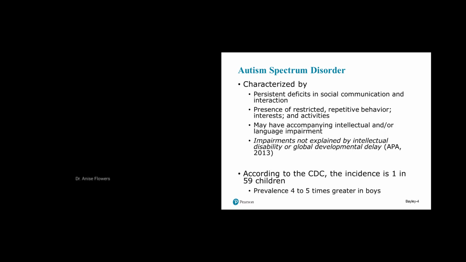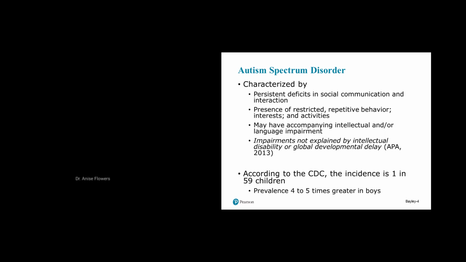These impairments could have accompanying intellectual or language impairment. However, the impairments are not explained solely by intellectual disability or a global developmental delay. So there are some things that overlap. Sometimes in children with significant intellectual delay, you might see some repetitive motor movements and other characteristics that we have to differentiate with autism spectrum disorder.